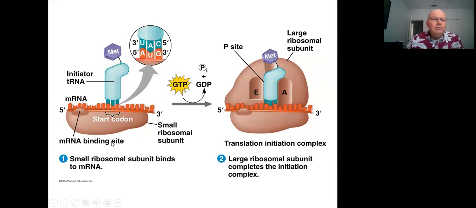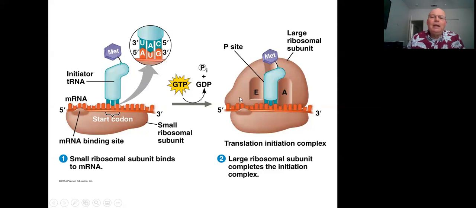So the small subunit uses the presence of the 5' cap and the 5' untranslated region, which is in here, to identify the AUG sitting here adjacent to that untranslated region as the start codon. So it then attaches to the messenger RNA, positioning itself with respect to the start codon. At the same time, the tRNA carrying the methionine binds to the start codon.